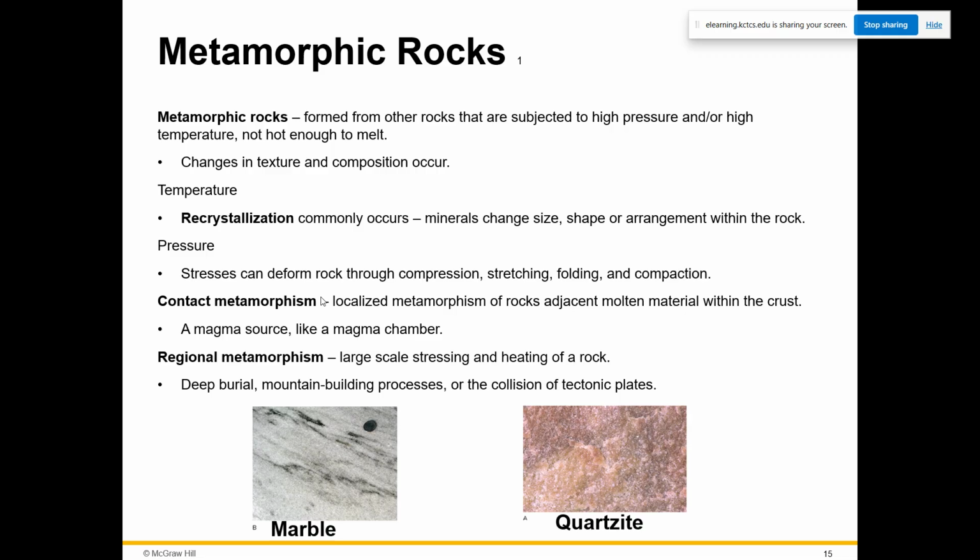And then there are different types of metamorphism. There's contact and regional. Contact is when it's right next to a magma chamber, and directly in contact with lava near a volcano. And there's regional metamorphism, which is really either from deep burial or building mountain processes, most commonly from mountain building processes. And you just get a lot of pressure.